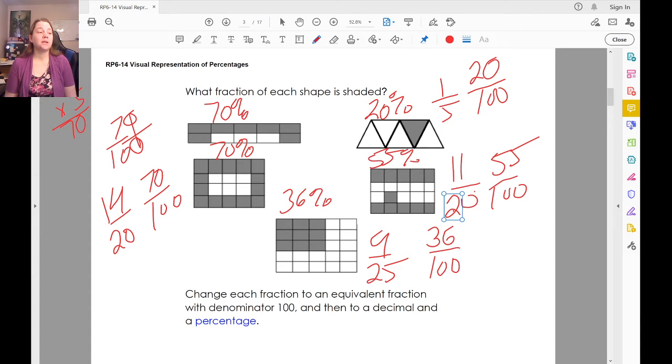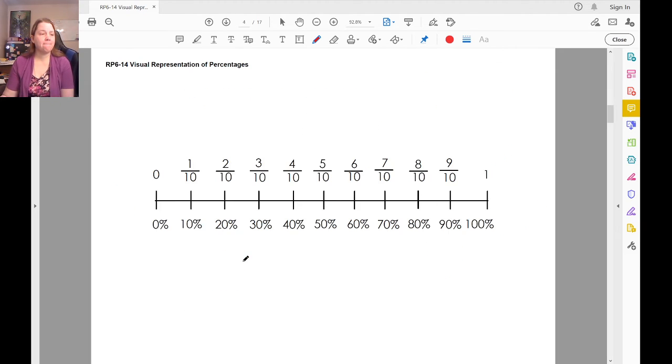Now that we have those percentages, we can also look at the fraction to turn these into decimals, because now they're all over 100. So this would be 0.70, or just 0.7. Same thing over here, 0.7, the math doesn't change. 20 over 100 makes 0.20, or just 0.2. 55 over 100 makes 0.55. And 36 over 100 makes 0.36.